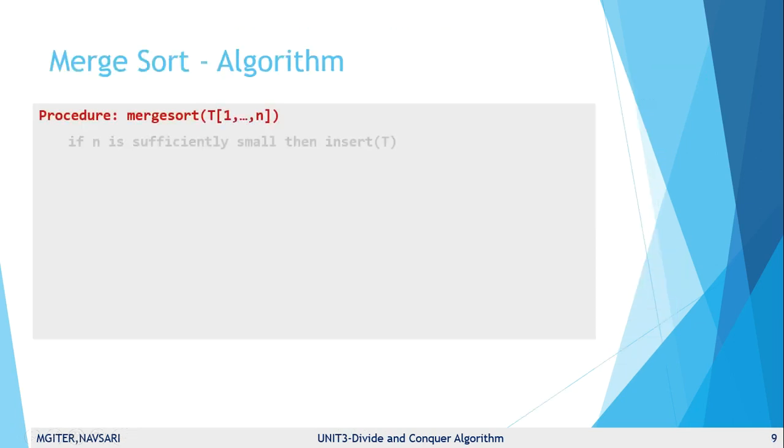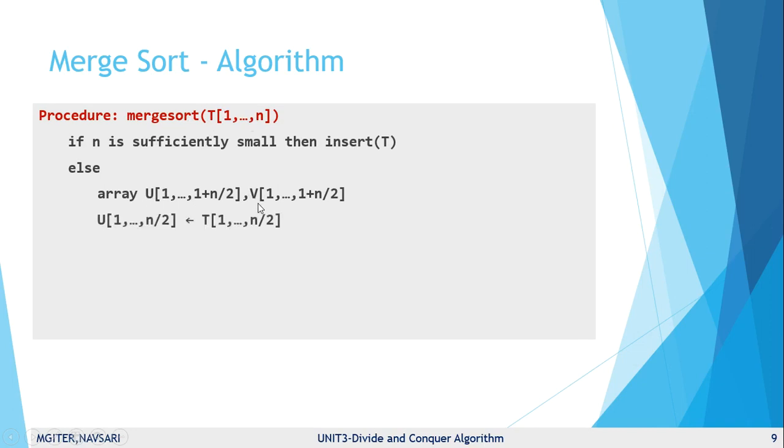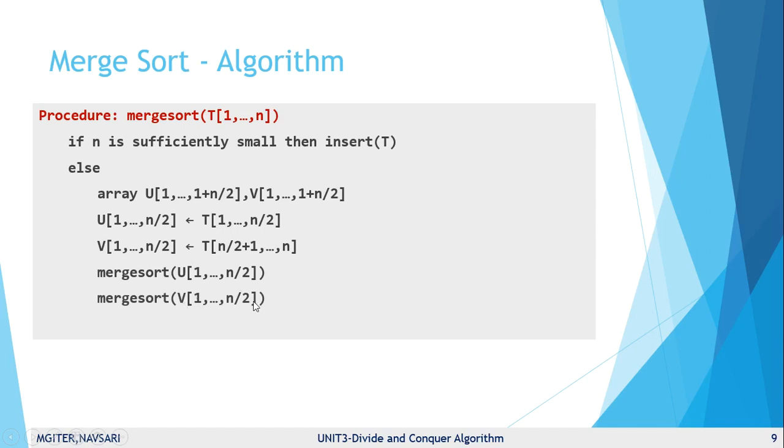Now we write the algorithm for merge sort. Here, if n is sufficiently small, then insert into the array. Otherwise, we divide the given array T into two subarrays U and V. We assign the elements of T from 1 to n by 2 to U, and from T of n by 2 plus 1 to n to the V sublist. Then we sort the elements of U, sort the elements of V, and merge the elements of U and V into the array T.